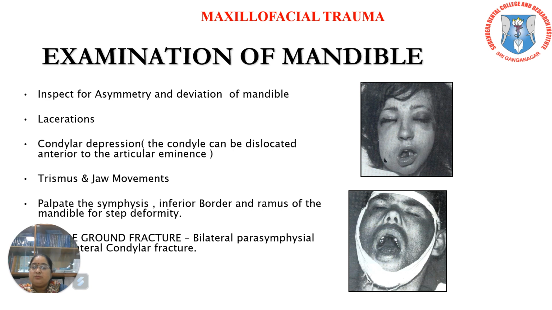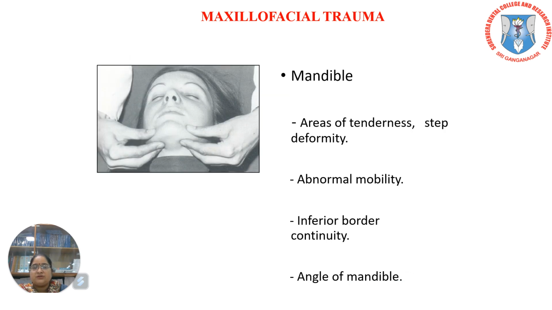Parade ground fracture, that is bilateral parasymphysis and bilateral subcondylar fractures. Most commonly occurs when a patient falls on the ground while doing the parade. They will fall on the front side. They will have a fracture of the bilateral parasymphysis and condylar region. The second picture shows the Barton's bandage for the initial stabilization of the mandibular fracture.